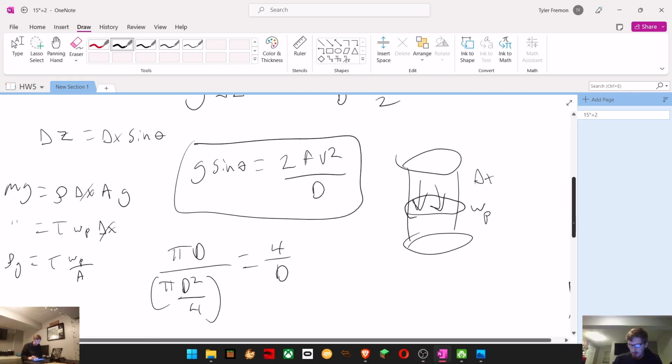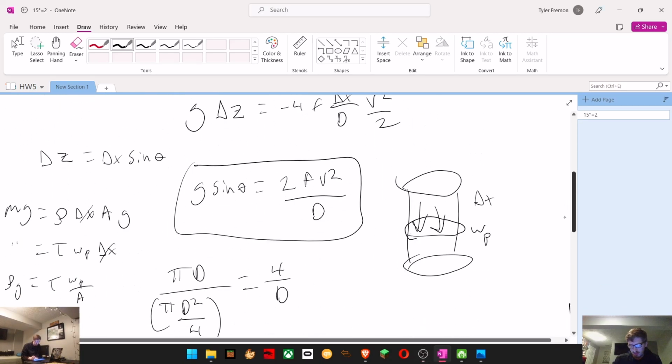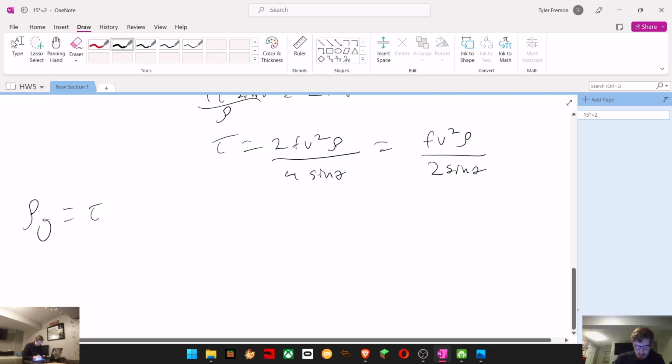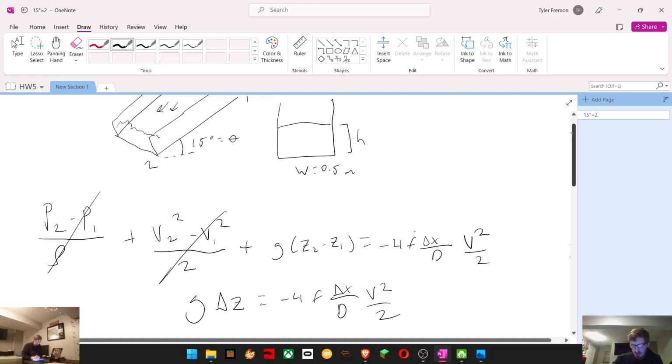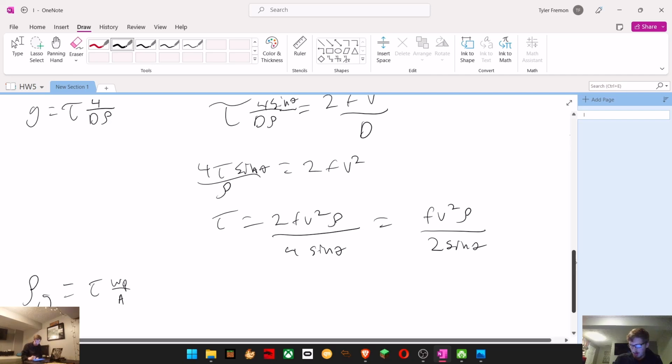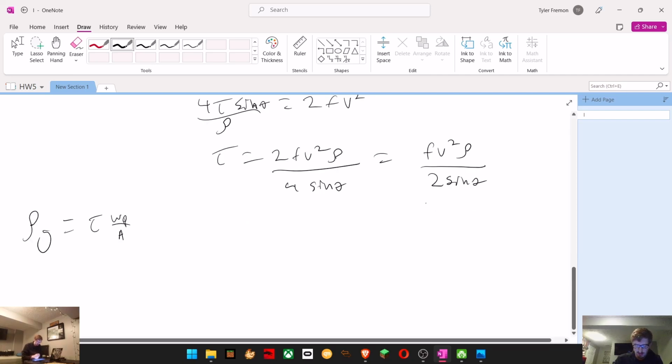So now we're going to do the same thing, but this time for our rectangular channel instead of our cylindrical pipe. We're going to have rho g equals tau times our wetted perimeter over our area. It's the same thing, but this time our wetted perimeter is going to be equal to 2 times our height, because we have both sides of the channel here and here, plus our width, and then our area will just be our height times our width. And we'll plug this in for tau.